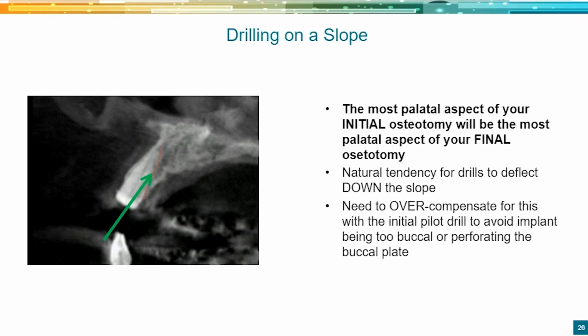It's going to cut in the path of least resistance, and that means that it's going to cut where there's no resistance, which would be in this example on the buccal. So we need to overcompensate with the initial pilot drill to avoid this, right? And we don't want to perforate the buccal plate. So in a case like this, maybe you'll actually do it freehand if you're not comfortable doing this guided, or you position your guide to actually be a little more palatal than what your final is going to be, knowing that your pilot's going to get pushed down.